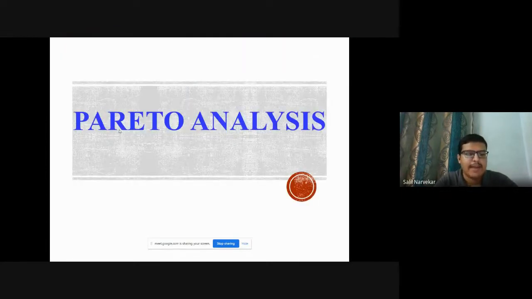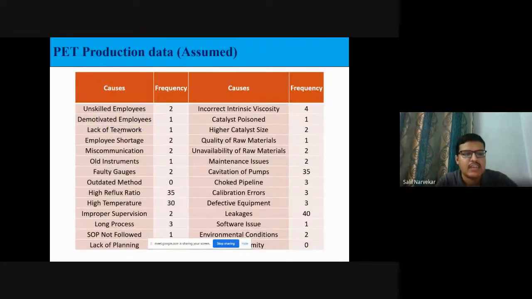Now coming to the Pareto analysis. Pareto is a statistical tool in decision making for the selection of a limited number of tasks that can produce a significant overall effect. It is also known as the 80-20 rule. The Pareto principle states that 20% of the work you do generates 80% of the benefit. And this is depicted by the slogan "vital few and trivial many."